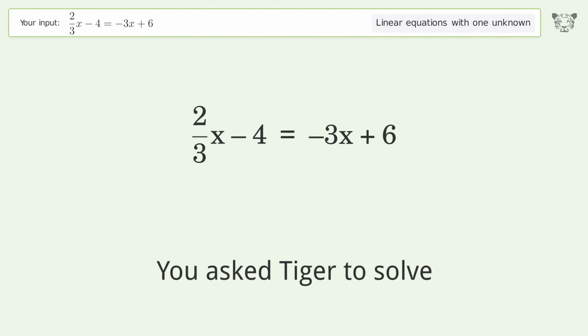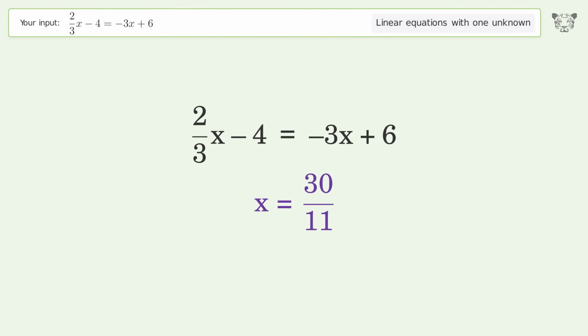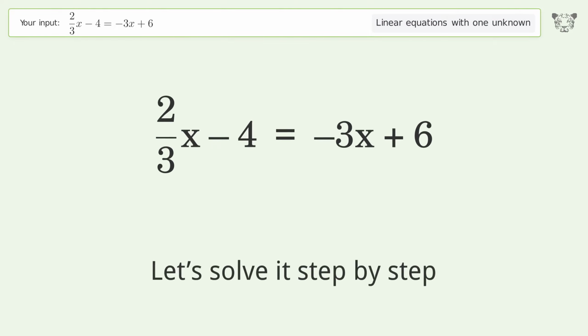You ask Tiger to solve. This deals with linear equations with one unknown. The final result is x equals 30/11. Let's solve it step by step.